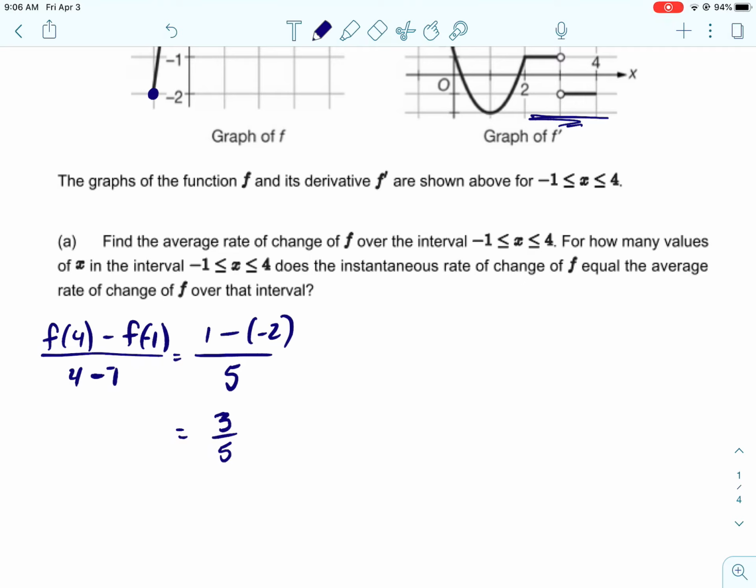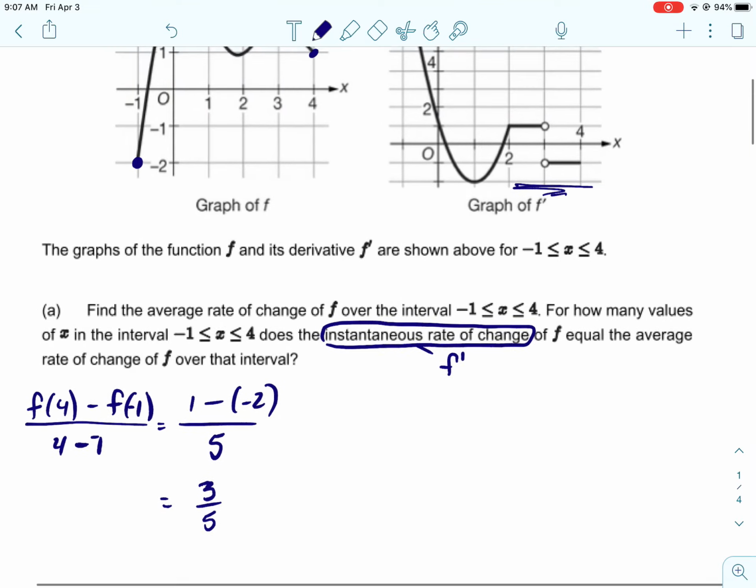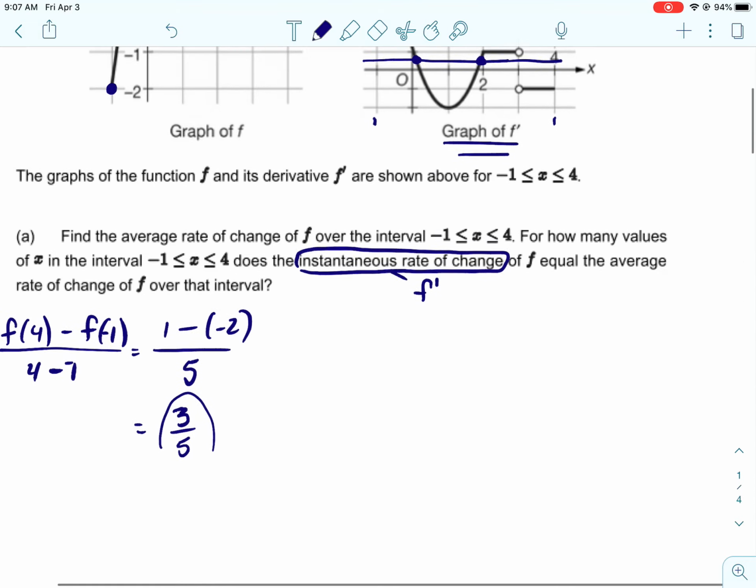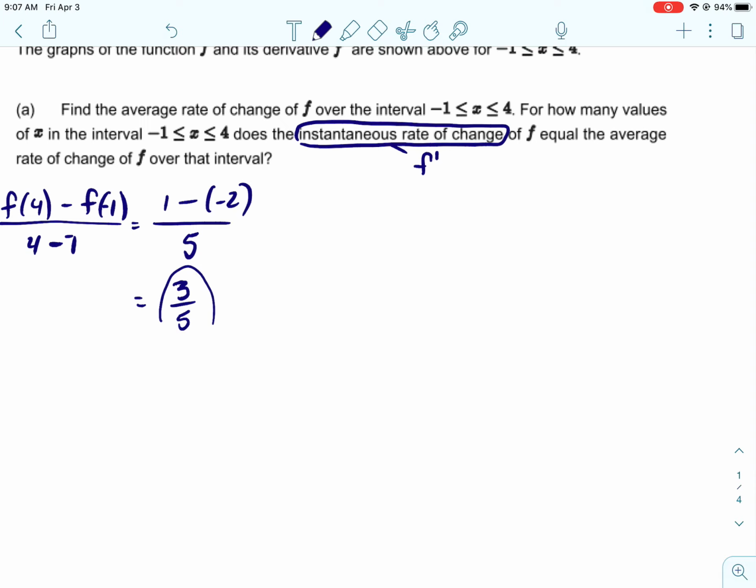The second part is definitely more challenging. It's asking for how many values in that same interval does the instantaneous rate of change of f equal the average rate of change of f in that interval. The instantaneous rate of change is another way of saying the derivative, f prime. So we would go over to this derivative graph and figure out how many places between -1 and 4 this graph equals 3/5. I would say 3/5 is about right here, and if I extend that all the way, that's 1, 2 places.